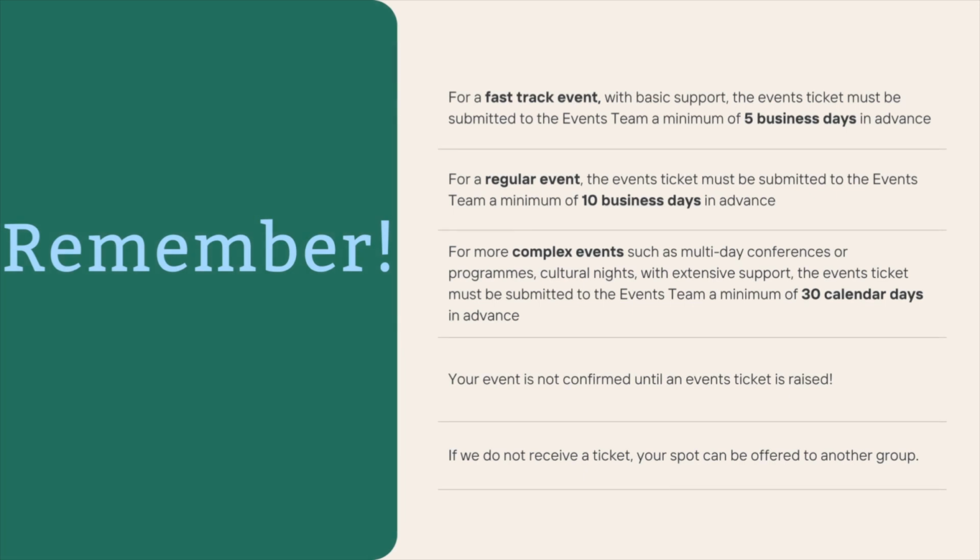So some things to remember: for each event, there are different notice periods required by which you must submit the event ticket. For a simple event, that's a minimum of 5 business days. For a regular event, that would be 10 business days. And for a complex event, we would need a minimum of 30 calendar days notice. So it's important to note that your event isn't confirmed until an events ticket is raised. And if it's not raised, your spot can be offered to another group that's raised the ticket. So it's really, really important to get those tickets in as soon as possible.